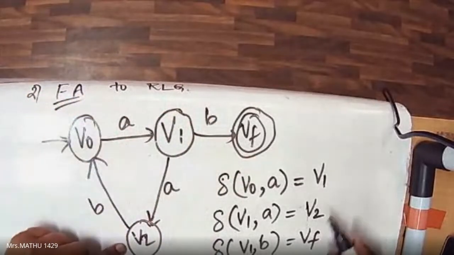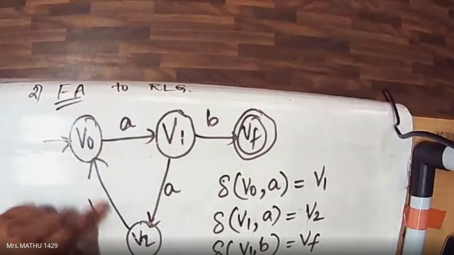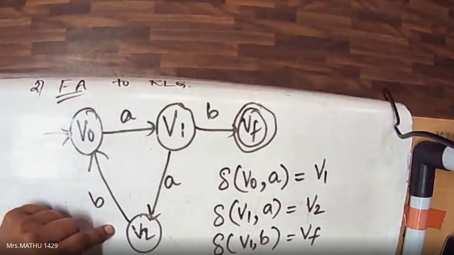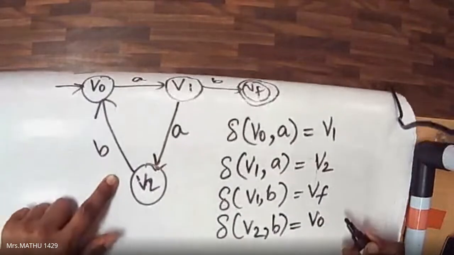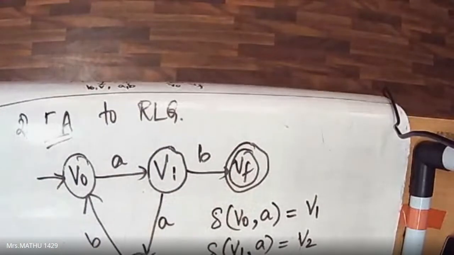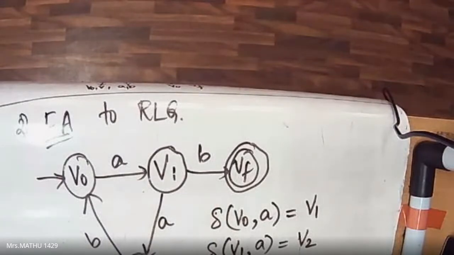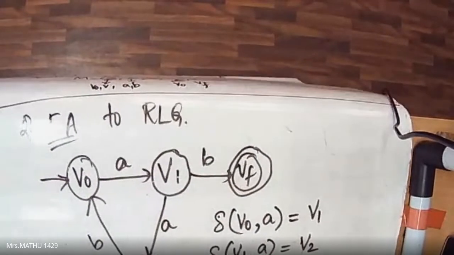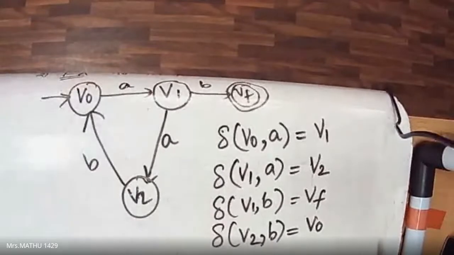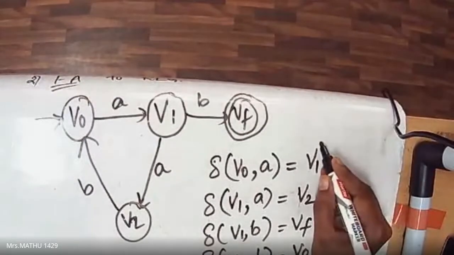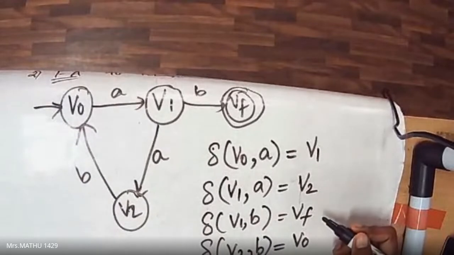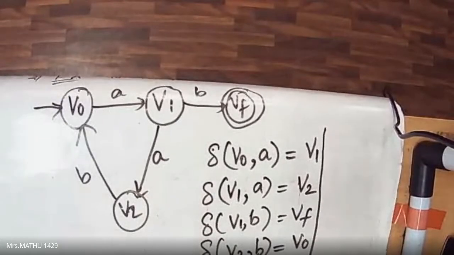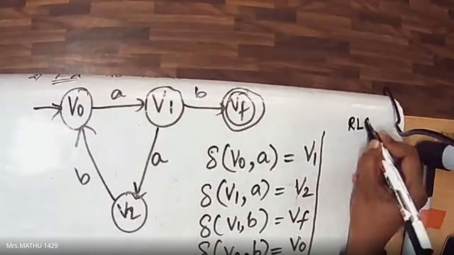Then coming to state V2, we have one outgoing edge, reading input B. So delta of V2 comma B is equal to V0. Finally we have one more state, VF, and we don't have any outgoing edges from state VF, so there is no transition given in the finite automata. Now these transition functions can be easily translated into a right linear grammar.